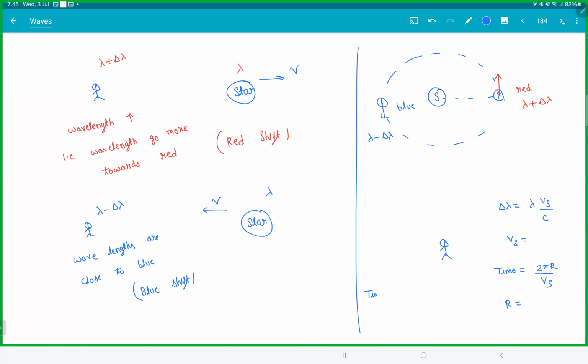And since I already know the time period, and the time period of a satellite from gravitation is given by 2 pi root over (r to the power 3 by GM), from here I can find the mass of the star. So using the Doppler effect, you can find the mass of the star without actually going and measuring it. This is how you can find the mass of a star. Remember this formula from gravitation, where r is the radius of the orbit.